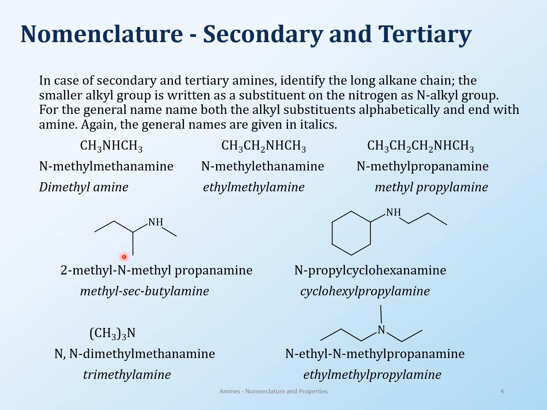And then if you have substituents also on there, like branching going on, it gets a little complicated. So here you have to start numbering the long chain. So 1, 2, 3, that's the long chain. So that's propanamine. And then on the second carbon, there is actually, this should be 1-methyl.